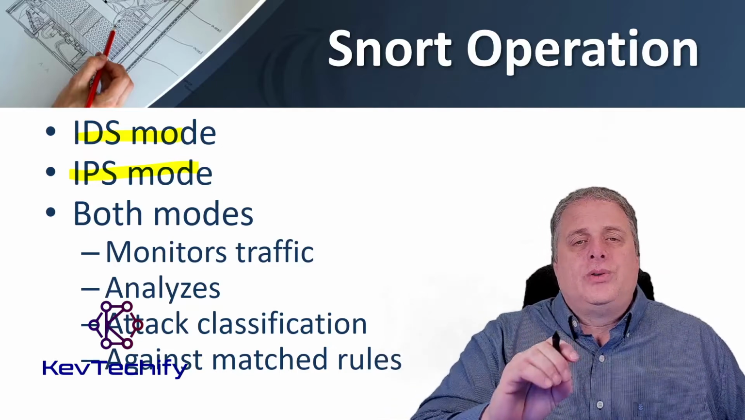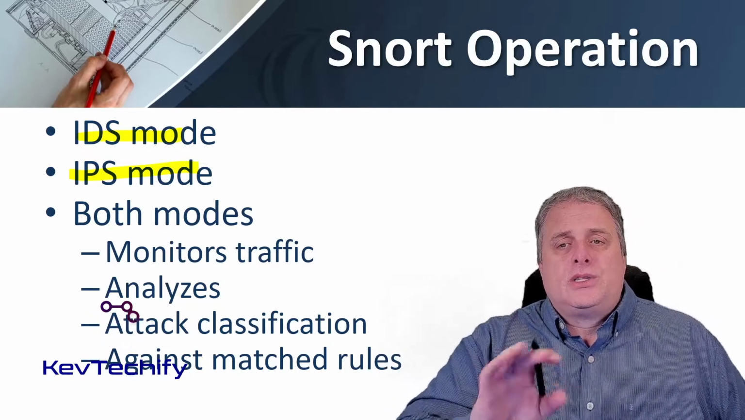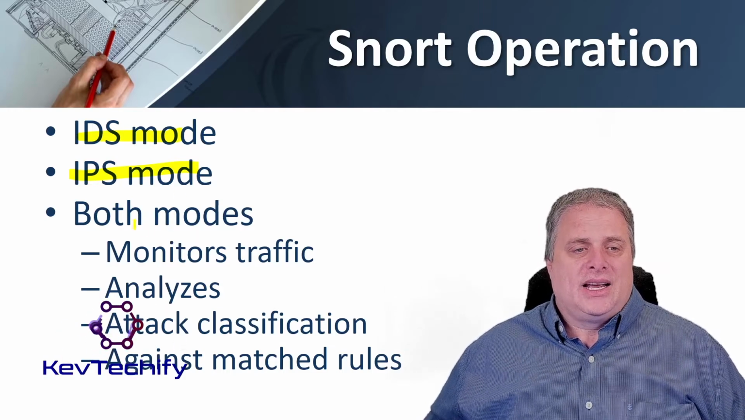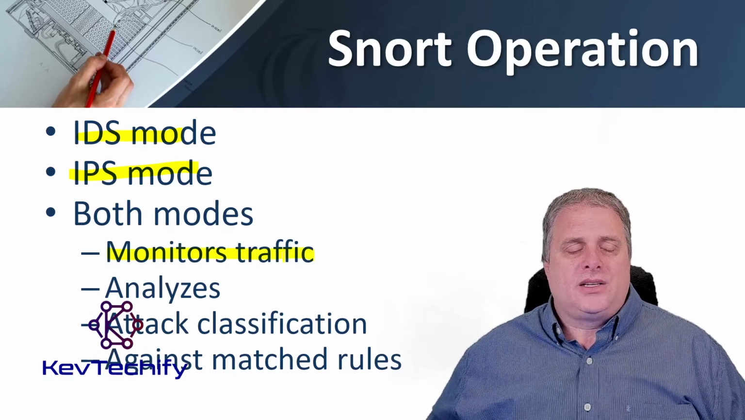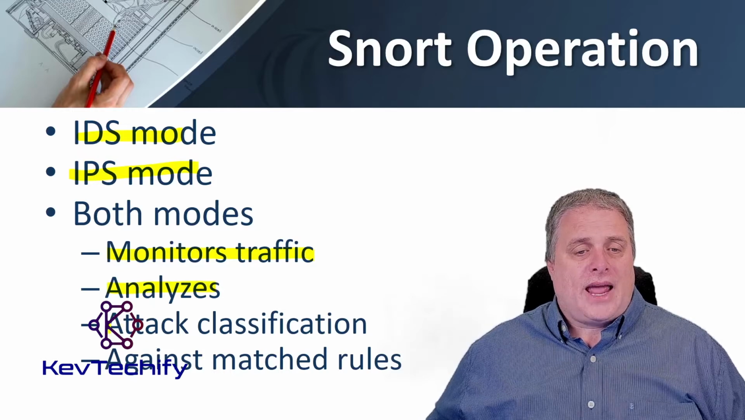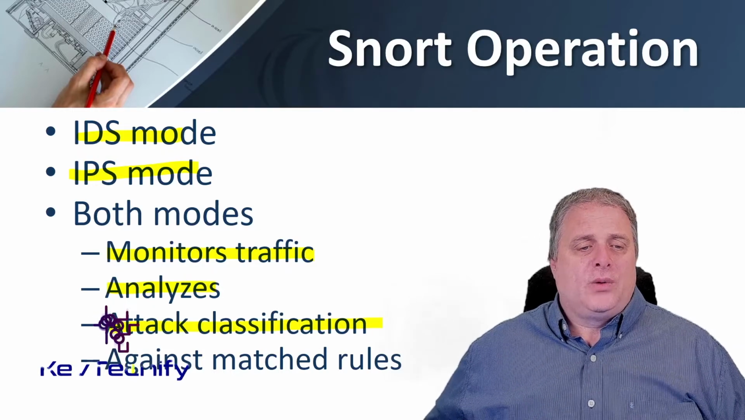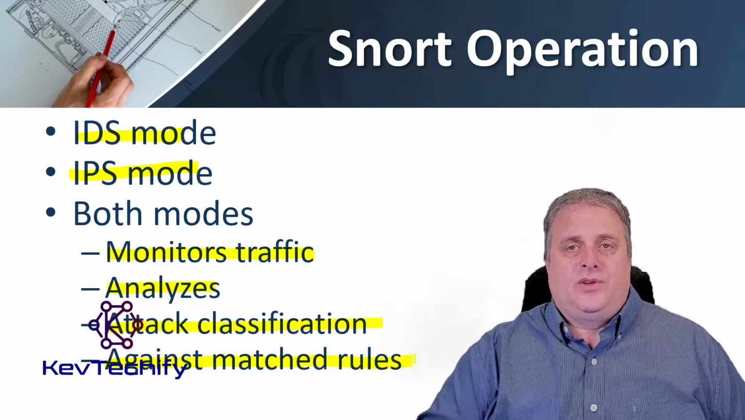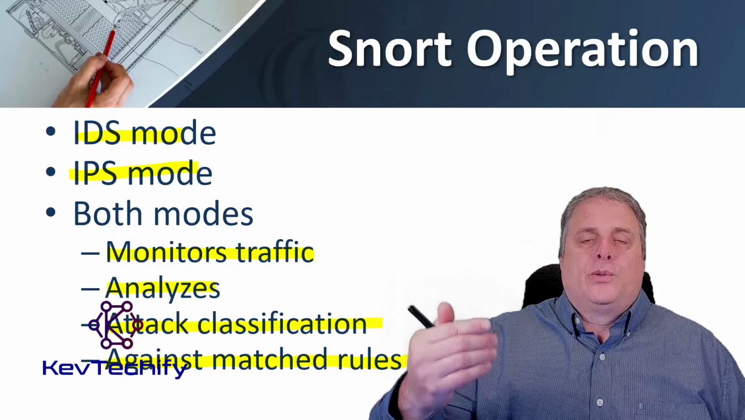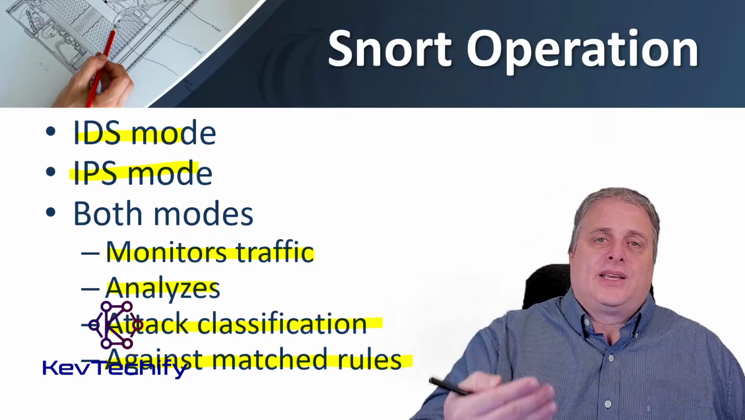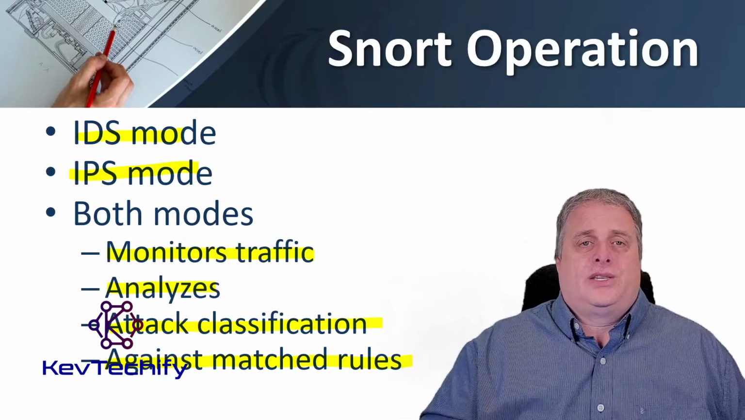In the network intrusion detection and prevention mode, Snort performs monitoring of traffic and analyzing it against the different rule sets. So it monitors the traffic and analyzes it against the rule set. It performs different attack classification. And finally, it invokes actions against matched rule sets. So if it matches one of the rules, it will do what you tell it to: drop that traffic, block the connection into our devices.